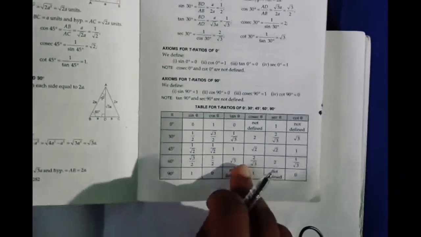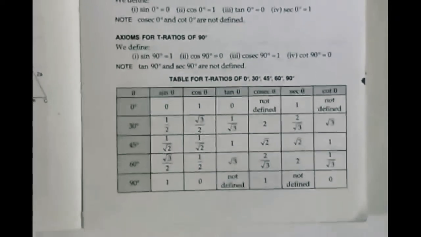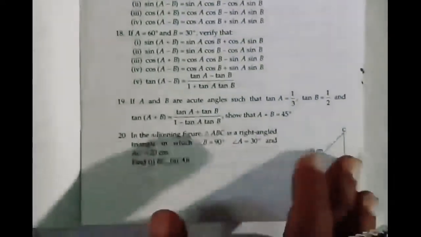Now here comes one table, as you can see, the table is given here. Hope you are able to see it, the trigonometric ratio table. This is the table of trigonometric ratios. You have to remember it so that you will be able to do the maths. Next, some solved examples are also given in R.S. Agarwal. As you can see, these are the solved examples.